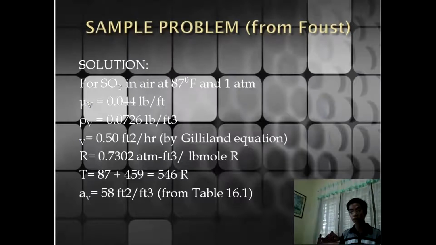R is equal to 0.7302 atmosphere feet cubed per pound mole Rankine. T is equal to 87 plus 459 or 546 Rankine. And then aV is equal to 58 feet squared per feet cubed from table 16.1 of Faust.